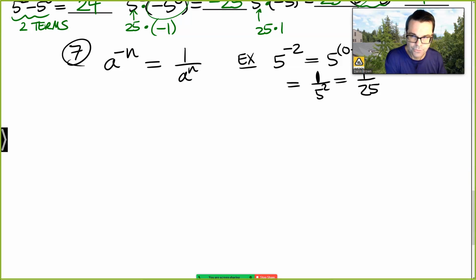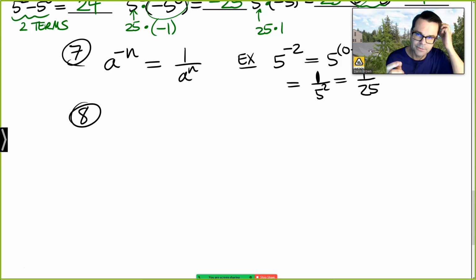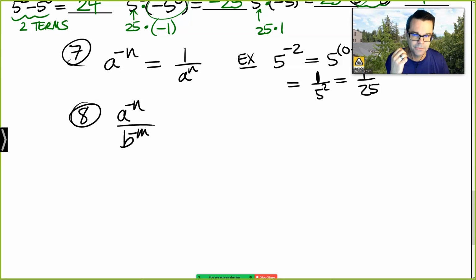So these last two rules have to do with fractions. The first one says, what if you have not just a negative exponent, but negative exponents in the fraction? So it's not just a to the minus n, it's a to the minus n over b to the minus m. What this says is, in a fraction, you can always switch a negative exponent to positive if you flip it. In other words, if it's on top, you put it on the bottom, and if it's on bottom, you put it on top.